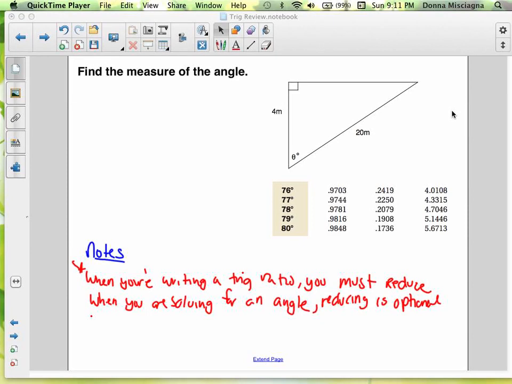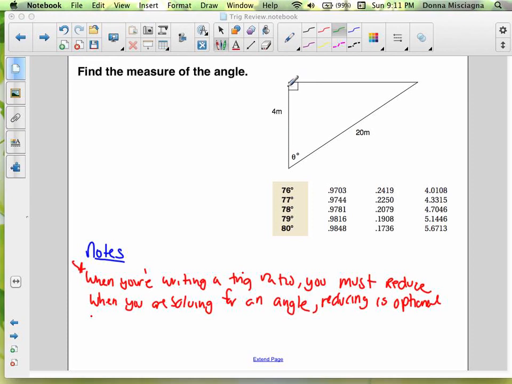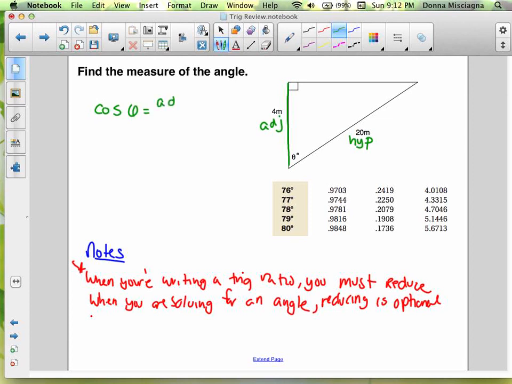Now let's see how we did with this one, figuring out which trig function to use. All right, so we know here's our angle theta. We know the adjacent side. That's the adjacent side because it's next to the angle. And of course, opposite the right angle is the hypotenuse. So now who uses adjacent and hypotenuse? That's cosine. So cosine theta is the adjacent over the hypotenuse.